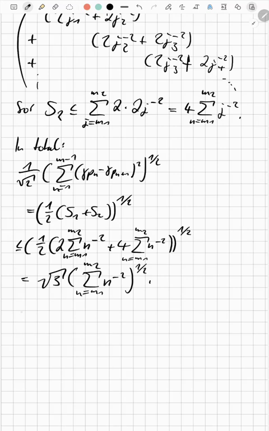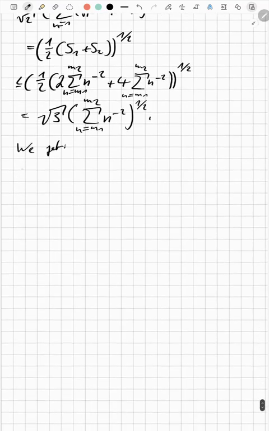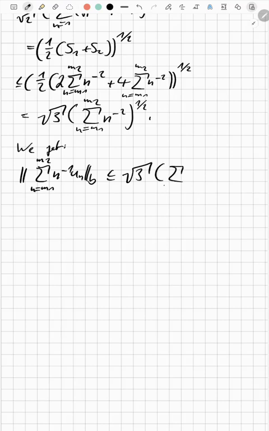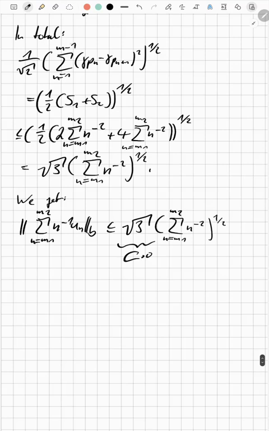Okay. And as noted, we get that the B norm of this sum is less than or equal to the square root of 3 times this sum. And this is the C that we wanted, the C which is greater than 0. And this inequality holds because of this thing here that we found out.